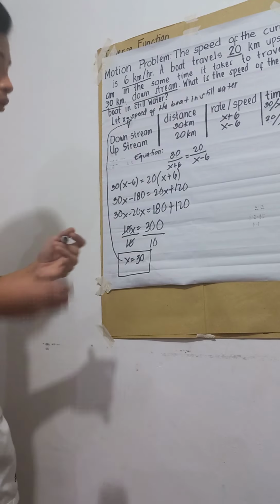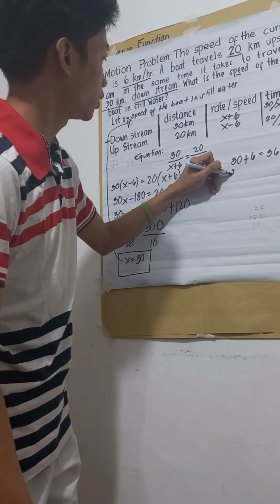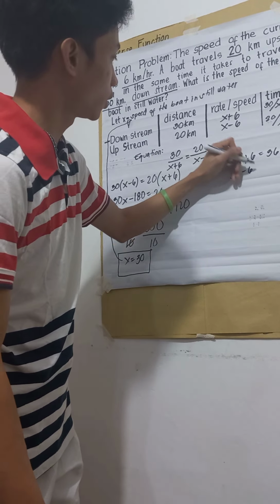So, what is the rate or speed of the downstream? This one. So the rate or speed of the downstream is 30 plus 6, which equals 36. 36 for downstream. We're going to make an arrow just to make it simple. Upstream, which is 30 minus 6 equals 24. Yes, 24 upstream.